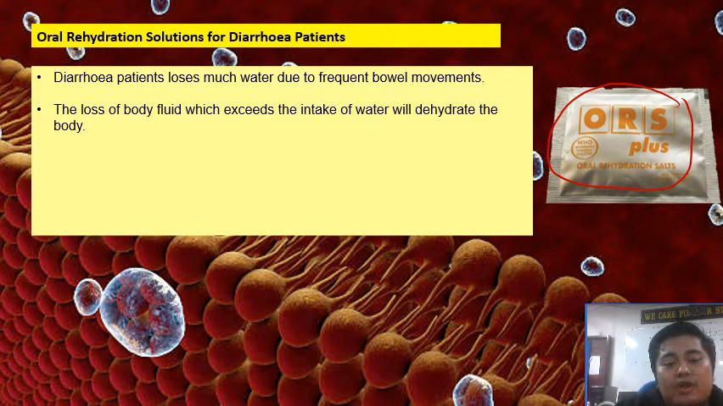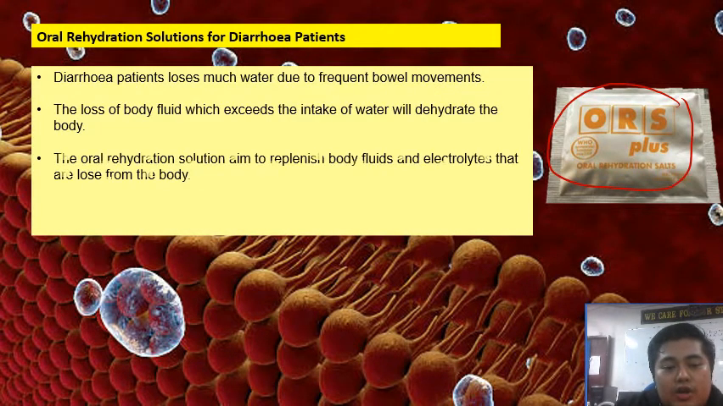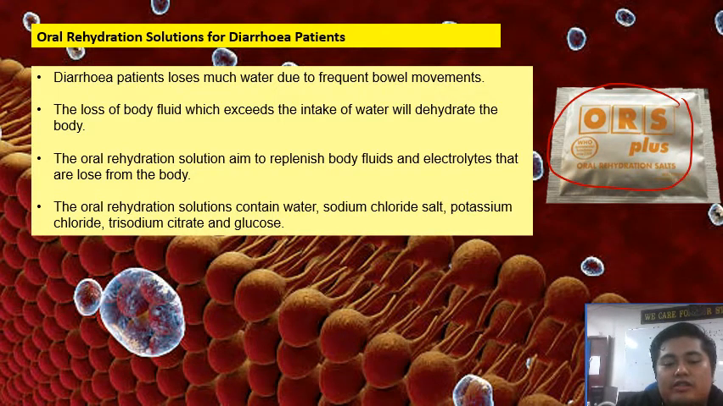So the loss of body fluid which exceeds the intake of water will dehydrate the body. So the oral dehydration solution aims to replenish the body fluids and electrolytes that are lost from the body. So the oral dehydration solution contains water, sodium chloride, salt, potassium chloride, trisodium citrate and glucose. So basically semua benda-benda ni digunakan untuk bekalkan balik korang punya air dengan electrolyte dalam badan kita.